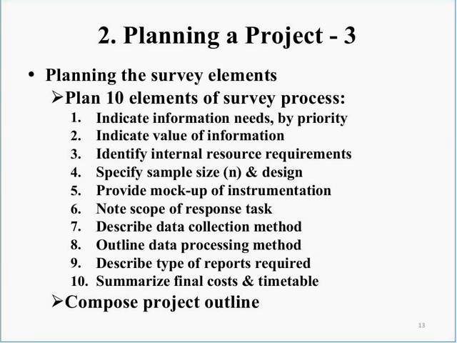Now, over on slide 13, still talking about planning a project. We plan the survey elements, of which there are 10 in the survey process. First, indicate information needs by priority. Not everything is of equal importance or equal value, which means we need to indicate the value of the information. Now, you might say, well, how do I know how much something is worth? Well, you can in this case categorize it as high value, medium value, or low value to help you in the prioritization process.